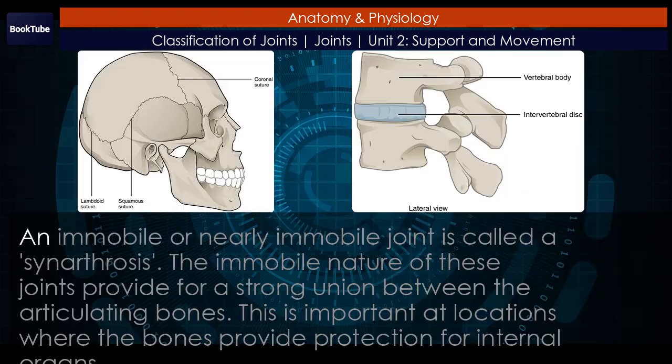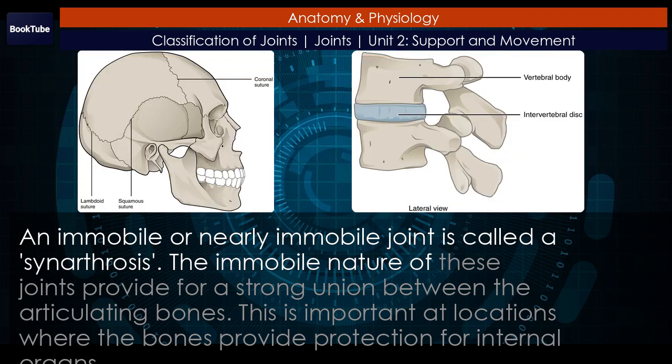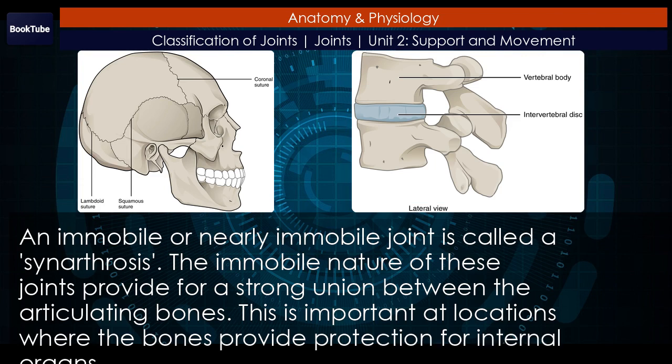Synarthrosis. An immobile or nearly immobile joint is called a synarthrosis. The immobile nature of these joints provides for a strong union between the articulating bones. This is important at locations where the bones provide protection for internal organs.